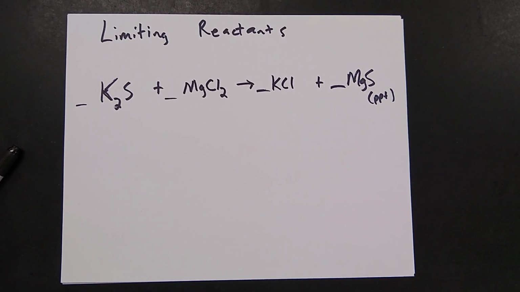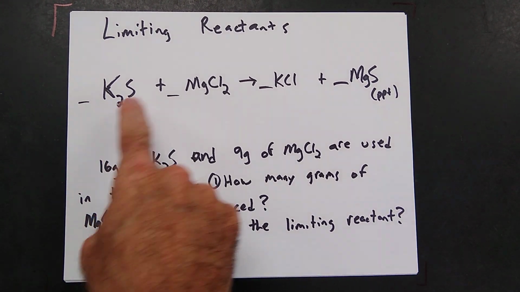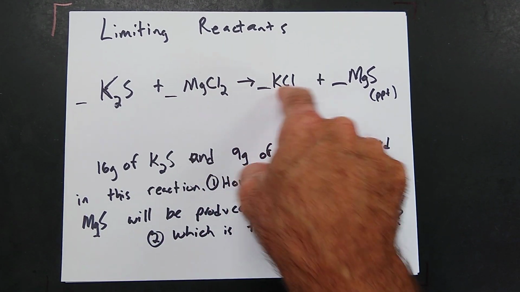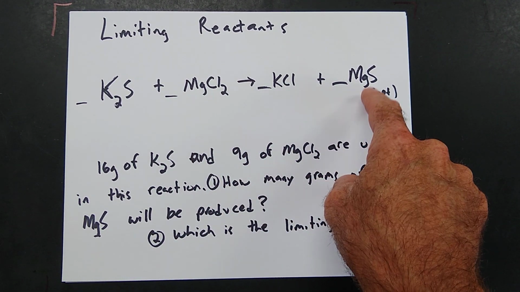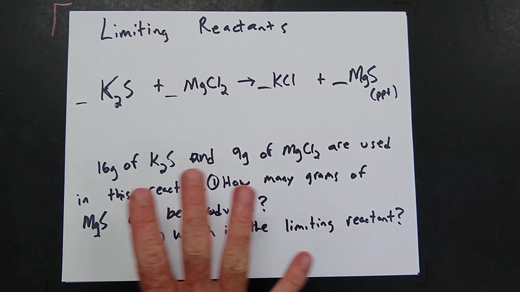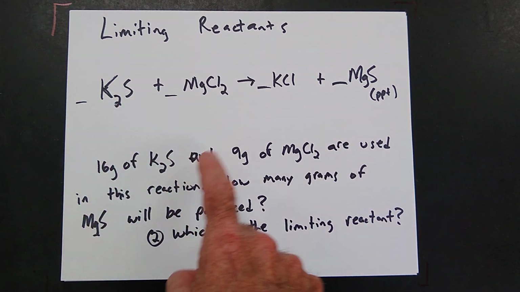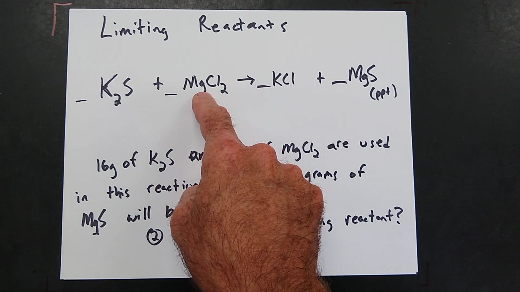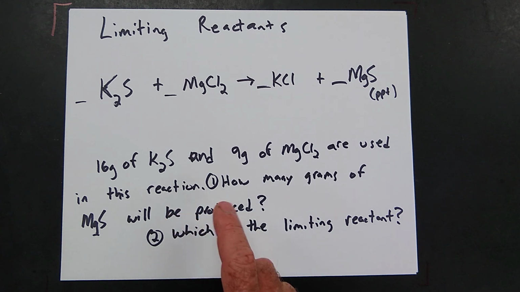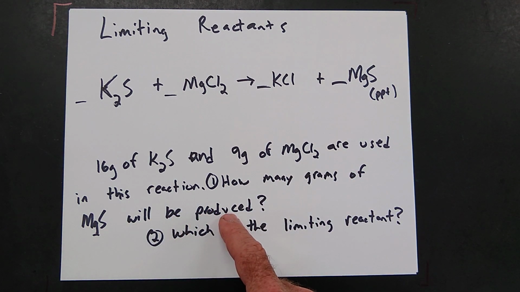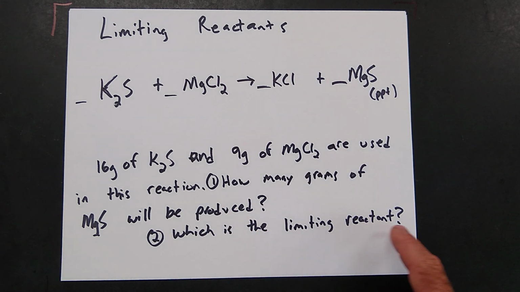All right, people, we're going to do a little ed puzzle on limiting reactants. Check out this problem. Potassium sulfide and magnesium chloride are mixed to produce potassium chloride and magnesium sulfide. This is a precipitate. Okay, 16 grams of potassium sulfide and 9 grams of magnesium chloride are used in this reaction. How many grams of magnesium sulfide will be produced, and which is the limiting reactant?